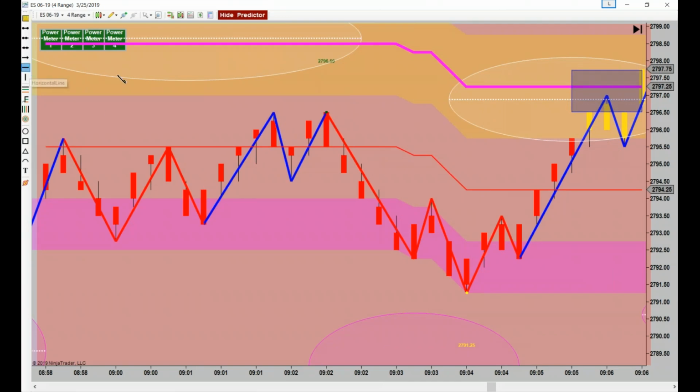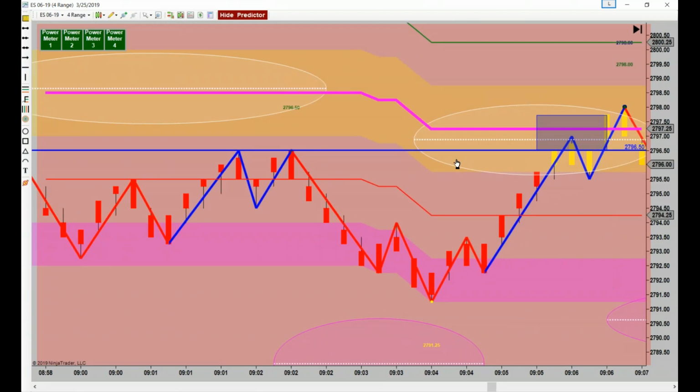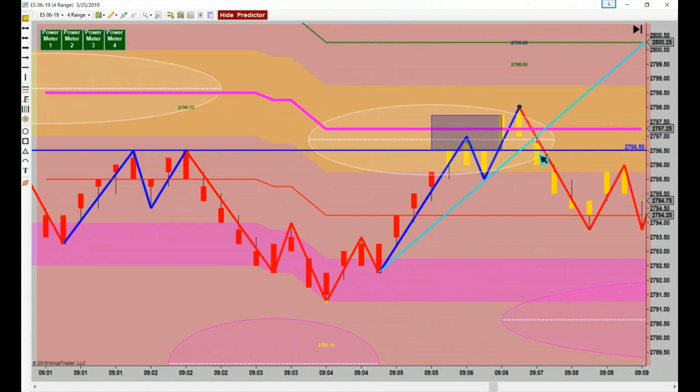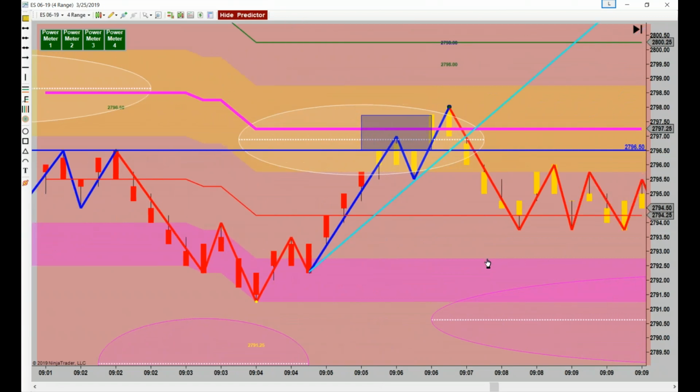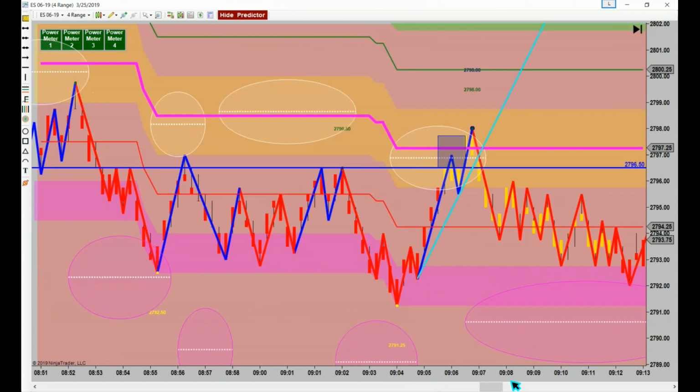Look to the left, trade the right. There's support right there. I'm in. See my little box? Okay. Could you also, though, have taken this trade on a trend line break? See there? Trend line break 2. And down she went.